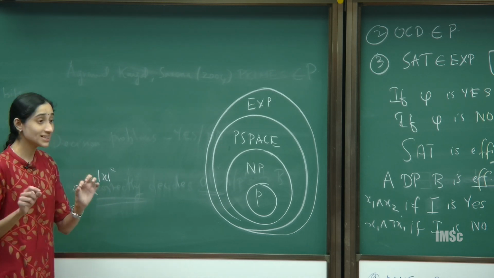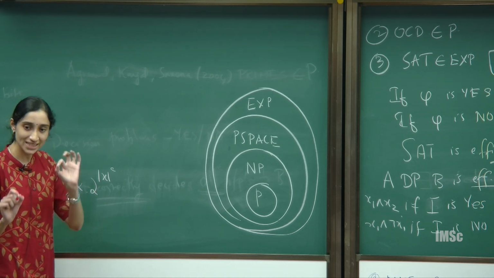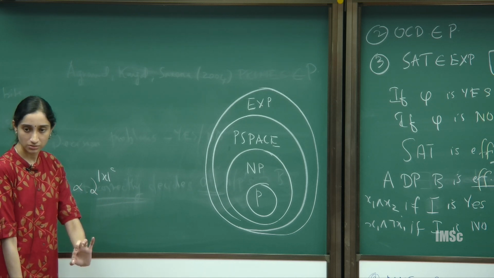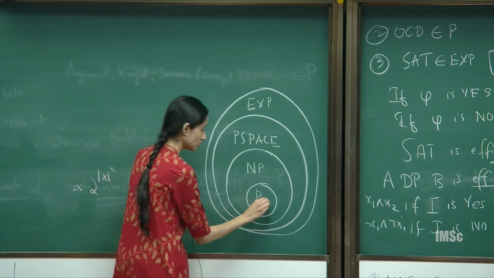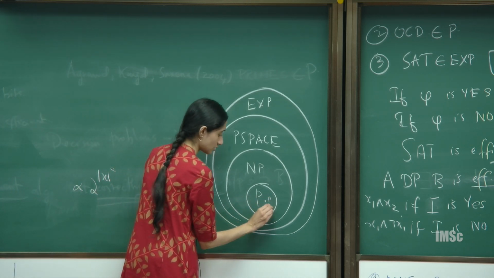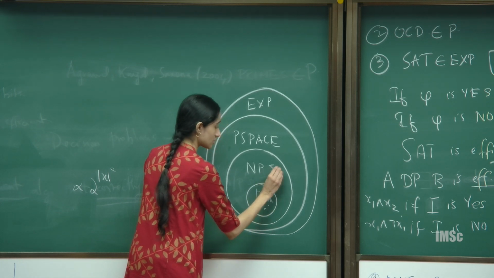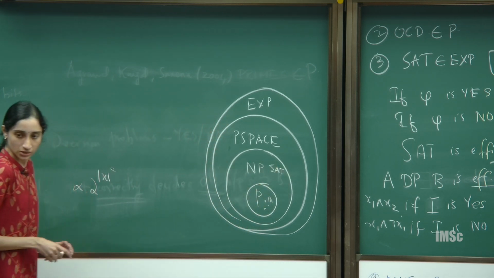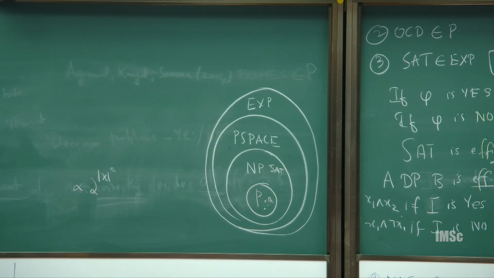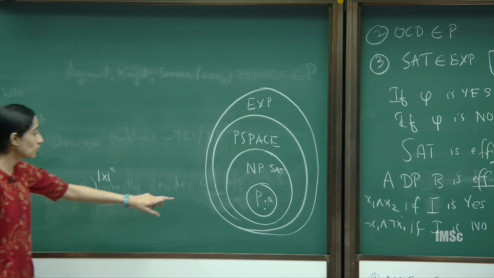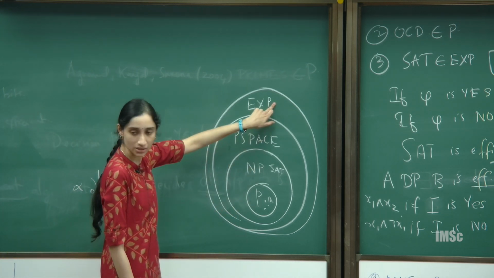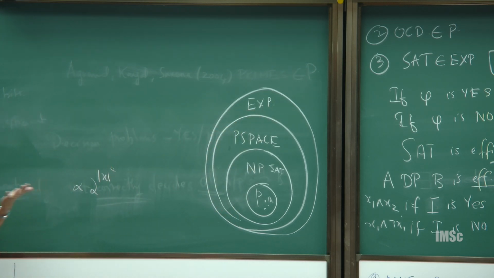So SAT is in EXP. PRIMES is in P. So PRIMES is here, SAT is here; these are all subsets and supersets. Polynomial belongs to EXP, so what you are saying is P is contained in EXP. Yes, any function like n to the C is less than 2 to the n to the C.